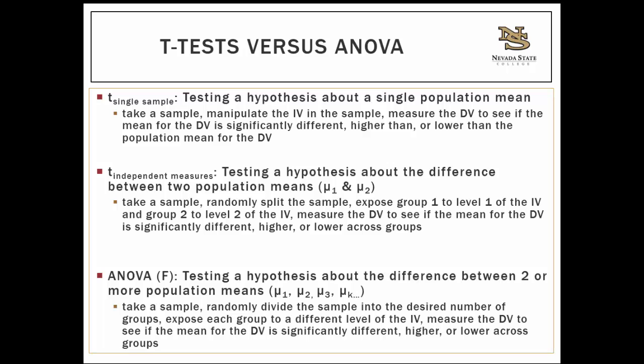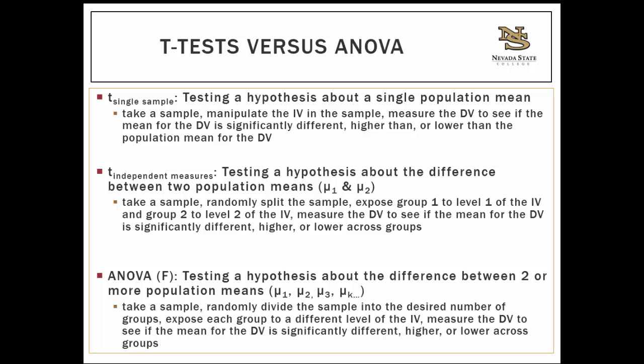Now we're moving on to ANOVA. And this is where we have two or more levels of the independent variable. So if you're testing a hypothesis about the difference between two or more population means, you start by looking for any difference, right? You do the analysis of variance, and then you do the follow-up tests to see which groups have significantly higher or lower means using that post hoc analysis.